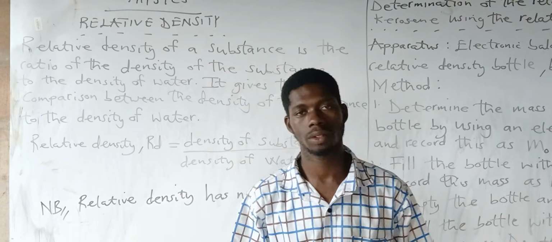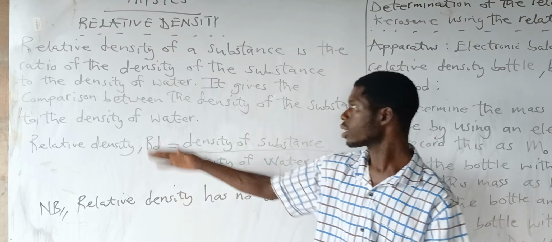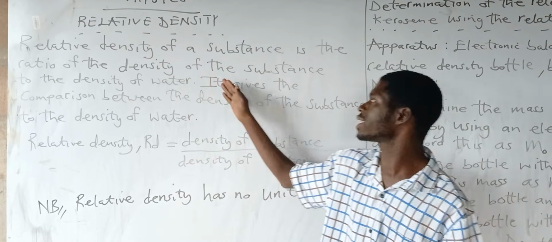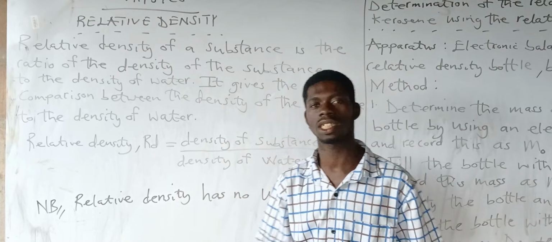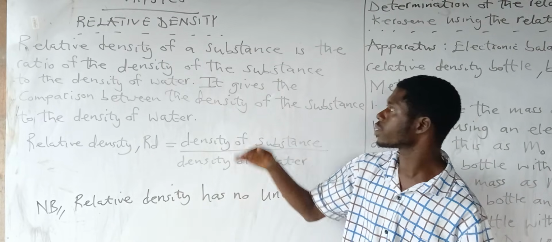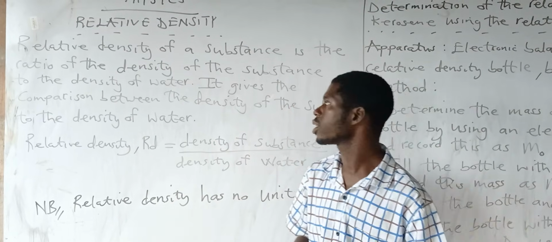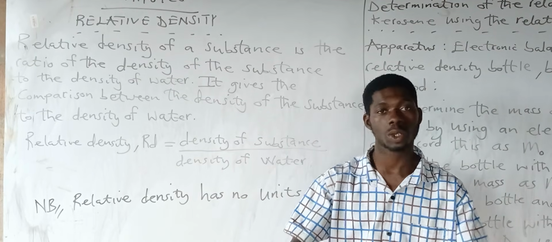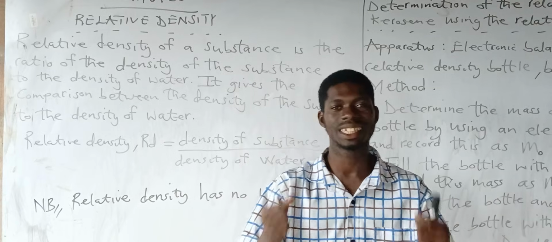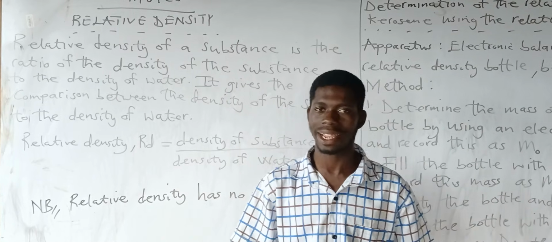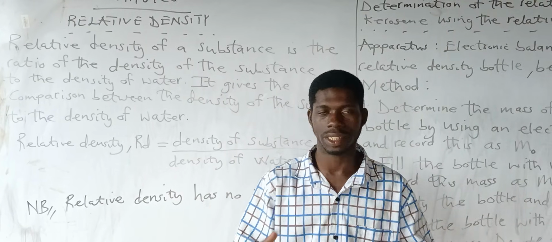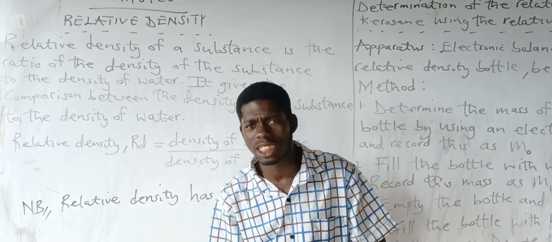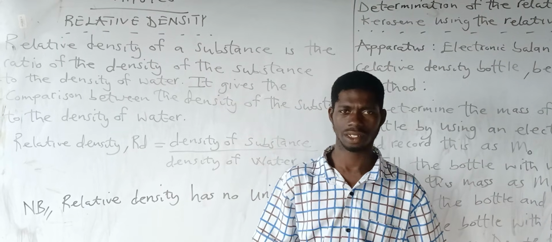Now, what is relative density? Relative density of a substance is the ratio of the density of the substance to the density of water. As soon as we hear ratio, it means comparison. We are comparing two things: the density of a substance to the density of water.